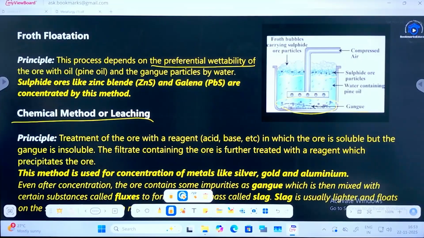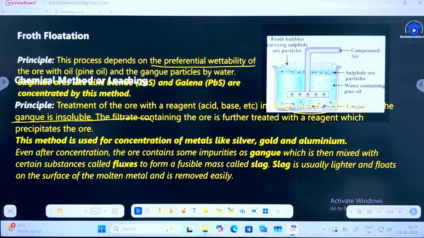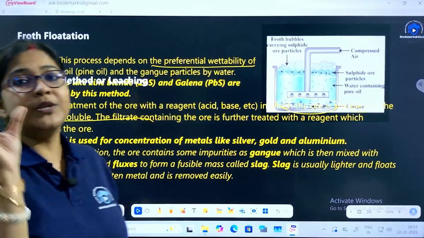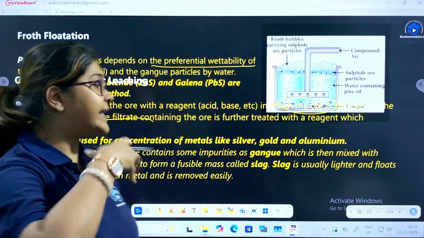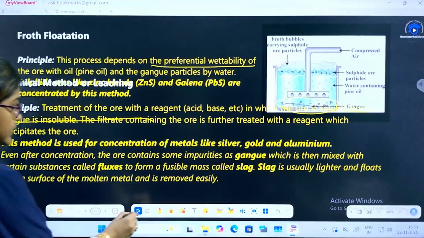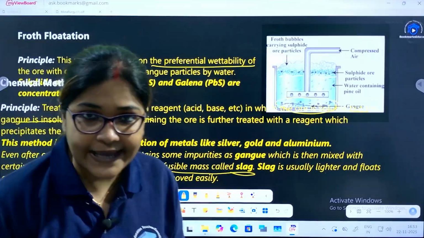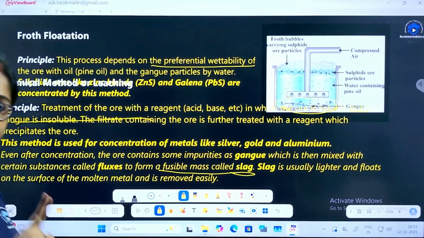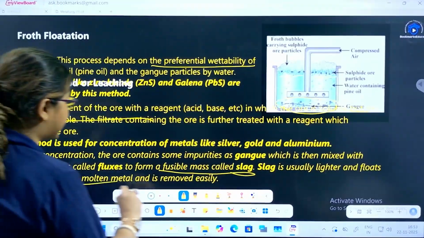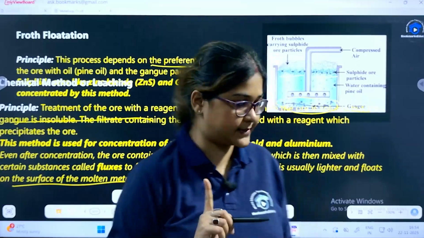So after concentration, what happens? After concentration, the ore still contains certain impurities as gangue, which are then mixed with certain additional reagents known as fluxes to form what? To form a fusible mass which is known as slag. This slag is usually lighter and floats at the surface, and therefore it can be removed easily from the impurities.